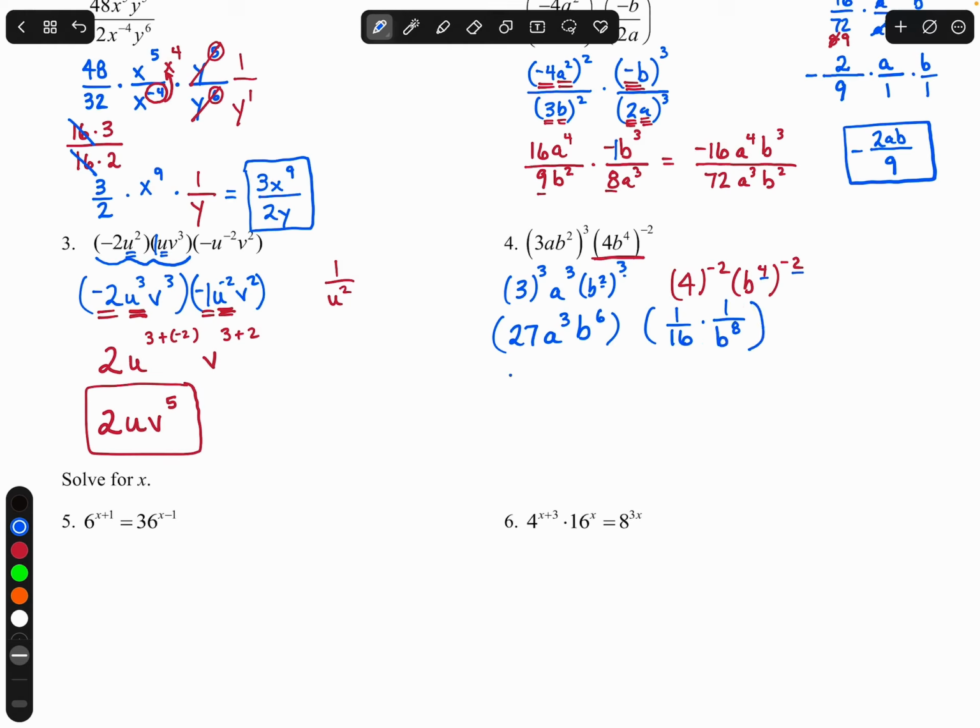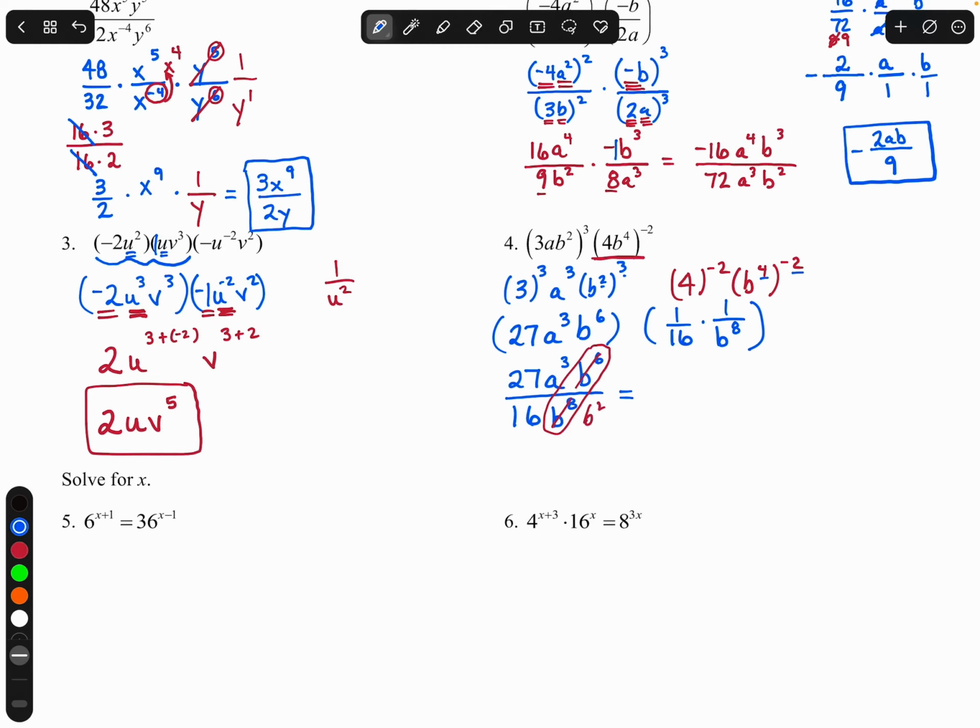Now let's kind of put them together. We'd have 27 a to the 3rd, b to the 6th, over a 16 b to the 8th power. And now we just want to simplify anything we can. I don't believe 27 and 16 have any common factors besides 1. We only have a's in the top, but then we can cancel out some b's, right? We've got b to the 8th and b to the 6th. So when we cancel those out, we should be left with a b squared on the bottom.